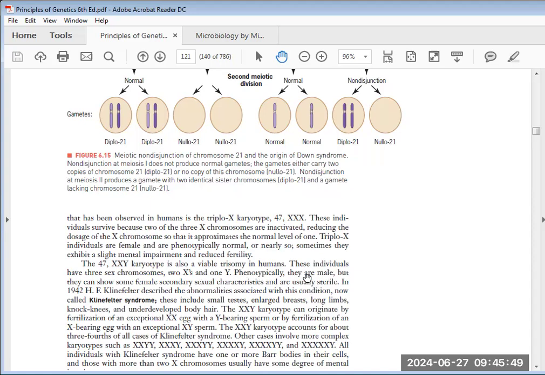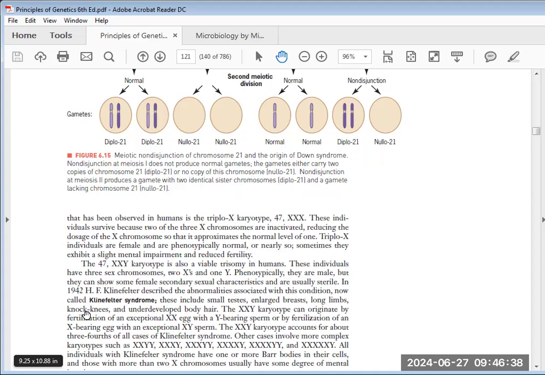They are apparently male, but there are many problems. They show some female secondary sex characters. Phenotypically, they are male, but with some characters of female. For example, number one, they are sterile. They cannot reproduce. Number two, they were studied in 1942 by H.F. Klinefelter, and now it is named Klinefelter syndrome after the scientist who studied this. Symptoms include small testes and large breasts, which is a female symptom, and long limbs, length of arms and legs longer than normal.